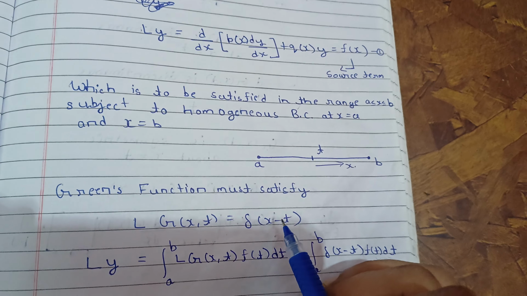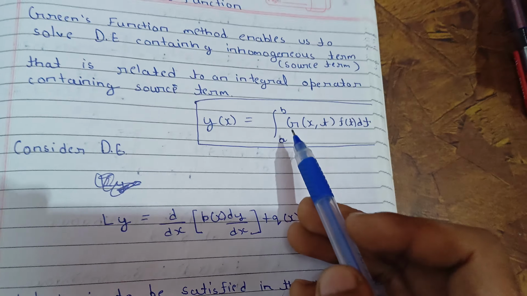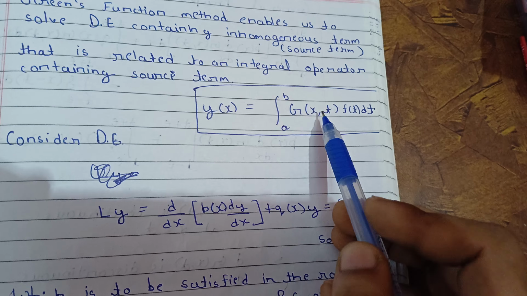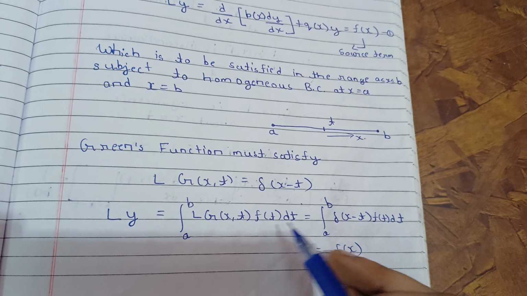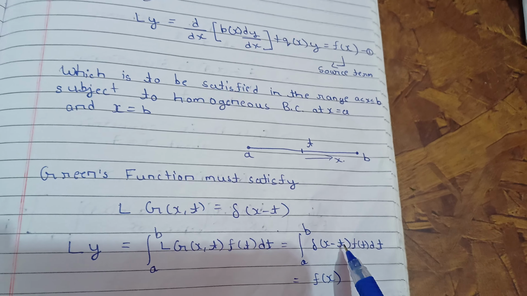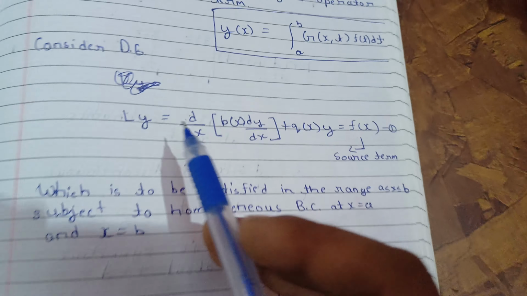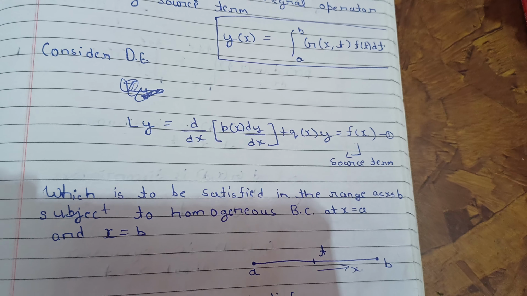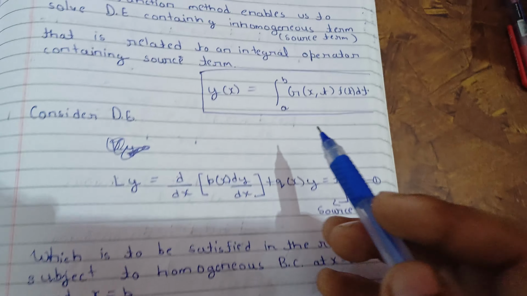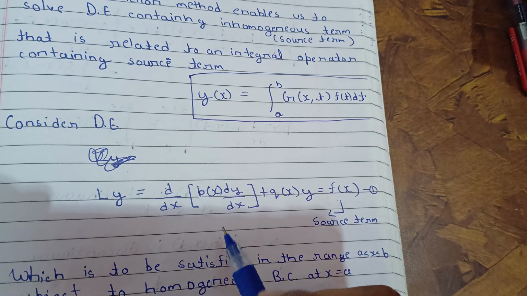So if this satisfies this condition, then when you write Ly, in place of Lg we will get this Dirac delta of x minus t, and it will be defined for t equal to x only. So this will be f(x). That's why Ly becomes f(x), and that is the case, Ly equal to f(x). That's why this condition must be satisfied for this Green's function.